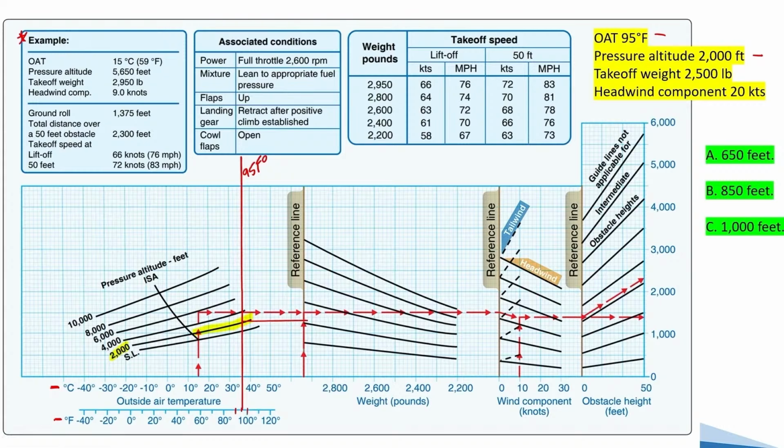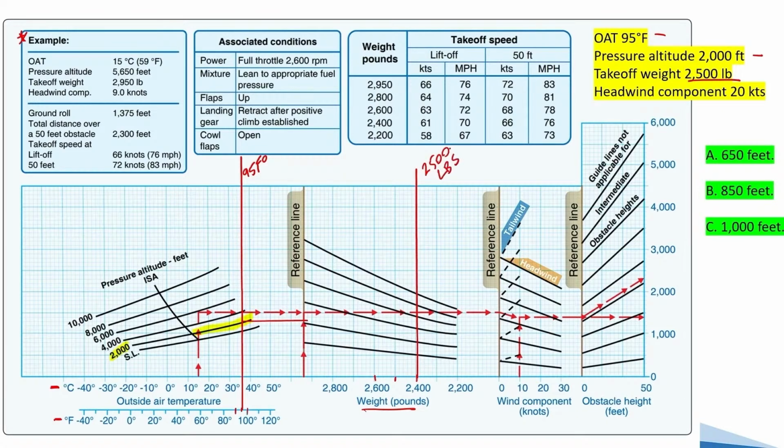Now that I'm at my reference line, it's asking me what is the takeoff weight of this aircraft. In this case, it's 2,500 pounds. Here's 2,400, here's 2,500, and 2,600. For the class, I'm just going to draw the entire 2,500 line so we can clearly see it, and that is 2,500 pounds.